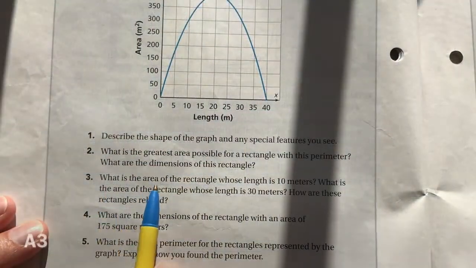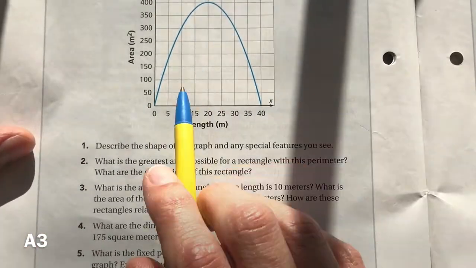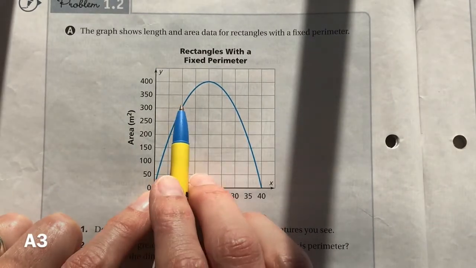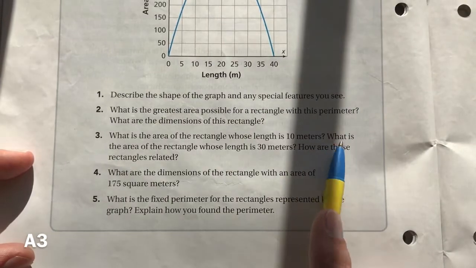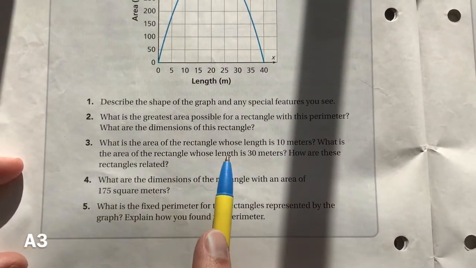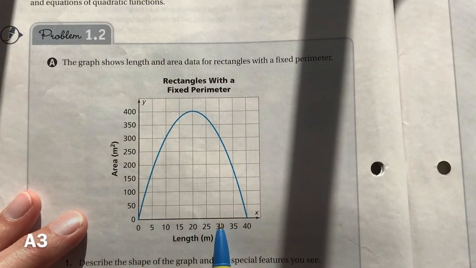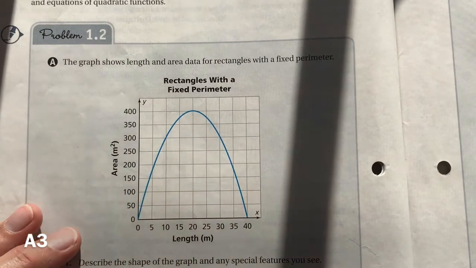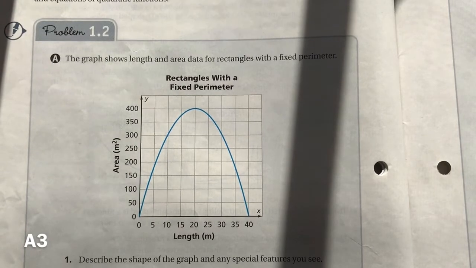All right, number 3. What is the area of a rectangle whose length is 10 meters? Okay, so if I come here to length, 10 meters, and I'm going to go up to here, what's it going to be? Oh, so 10 meters is going to be 300 meters squared. Okay. What is the area of the rectangle whose length is 30 meters? Let's go out here to 30 meters and go up there. Hey, that's 300 also. So both of those, when a length is 10, it's going to be an area of 300. And when a length is 30, it's also an area of 300.